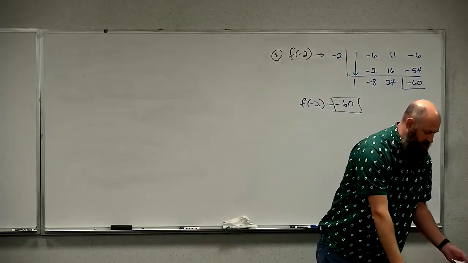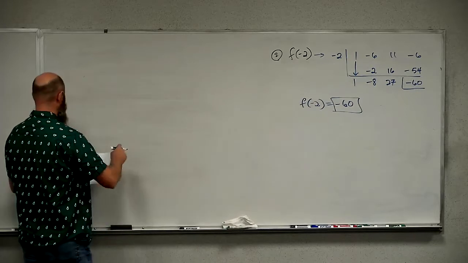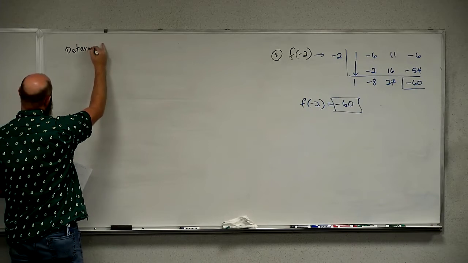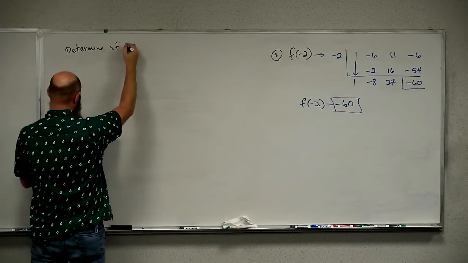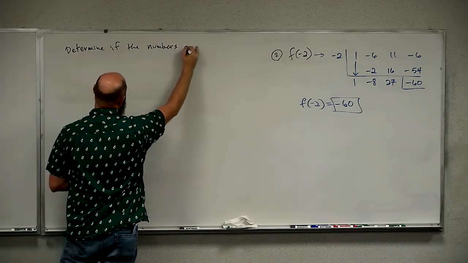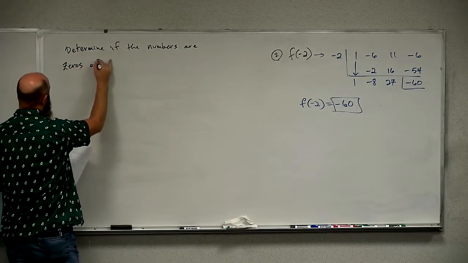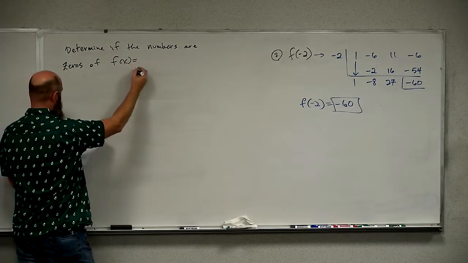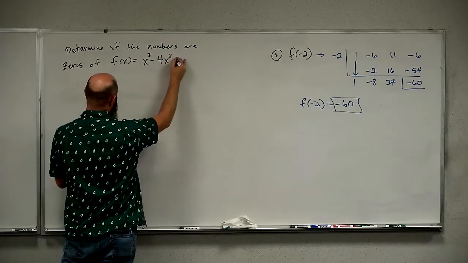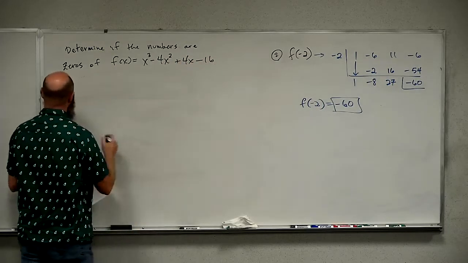All right, what's next? Now we want to determine if numbers are zeros of f of x equals x to the third minus 4x squared plus 4x minus 16.